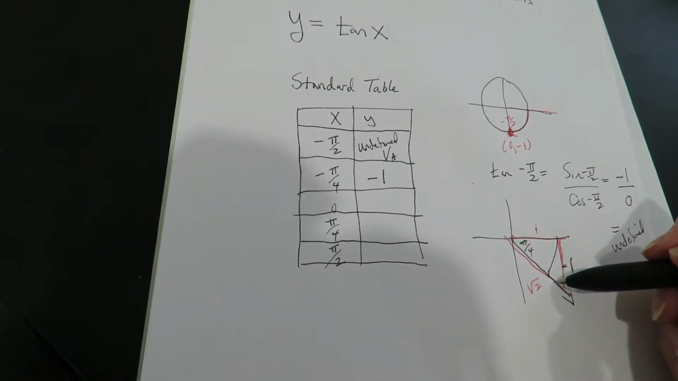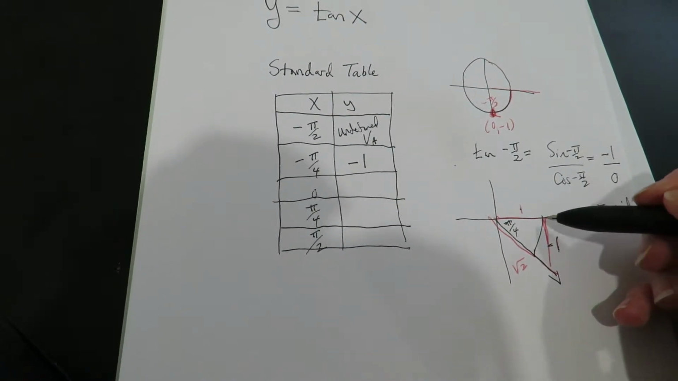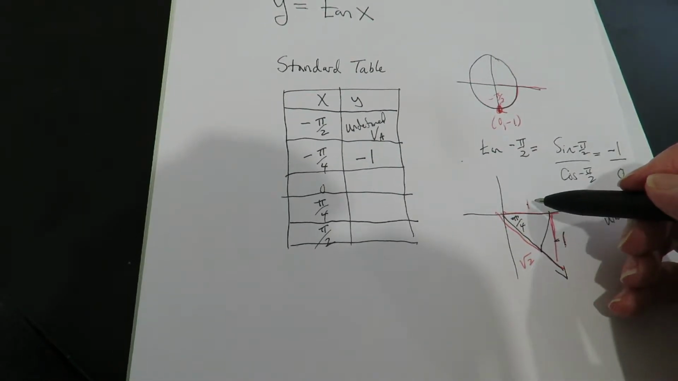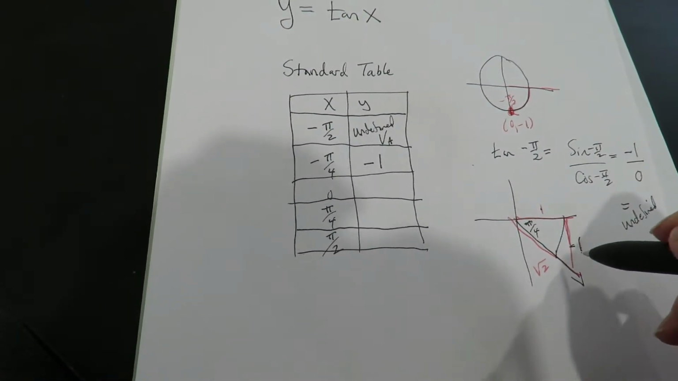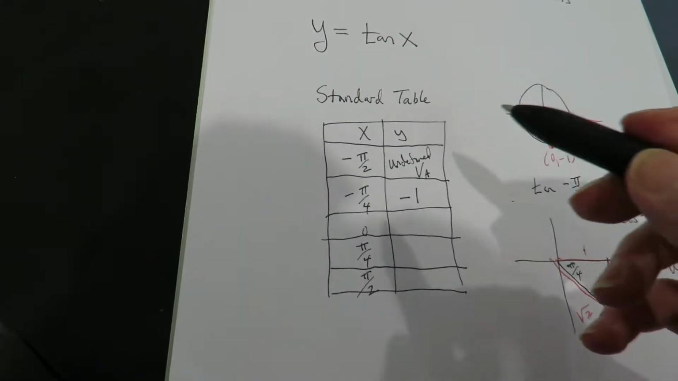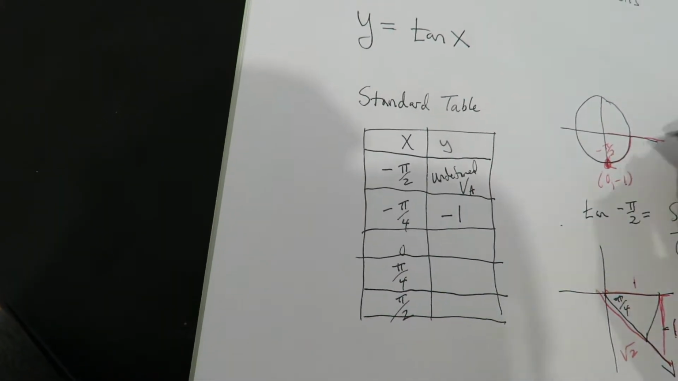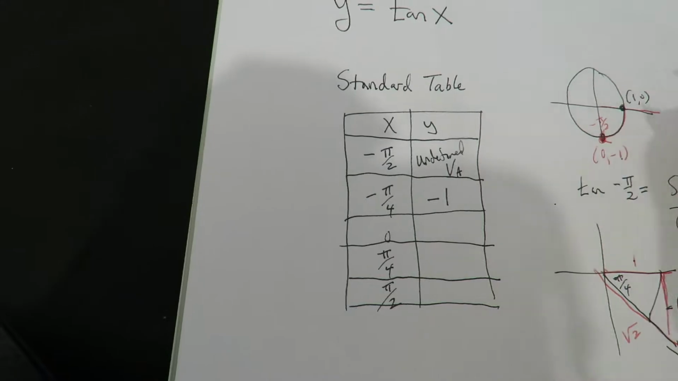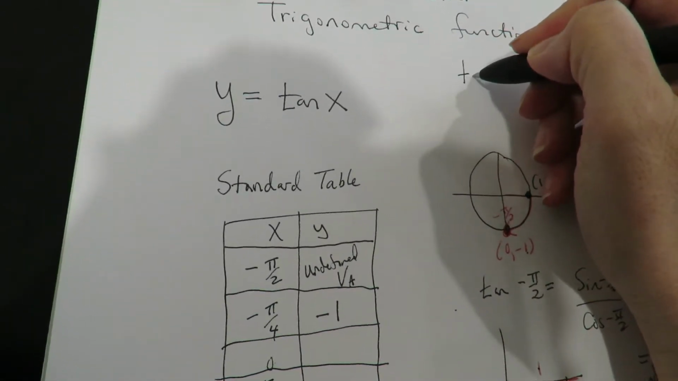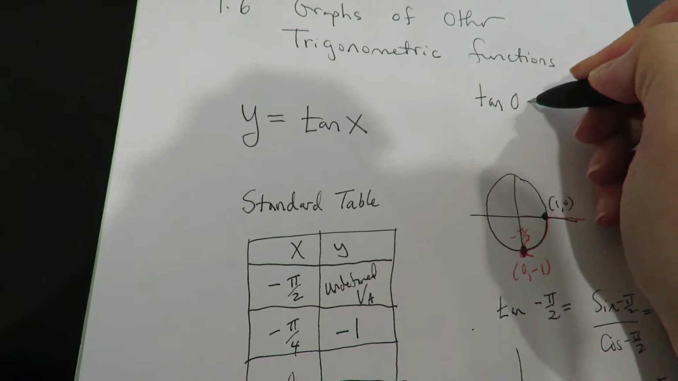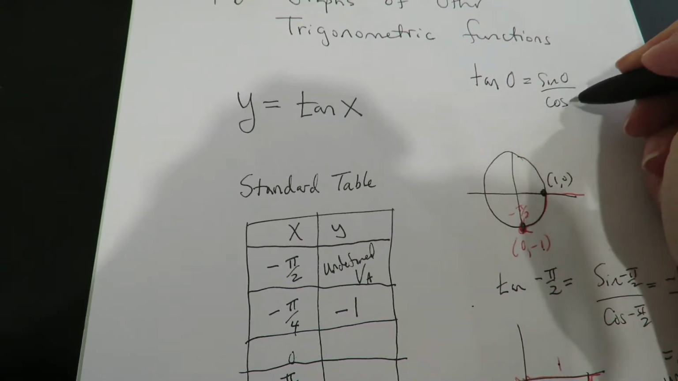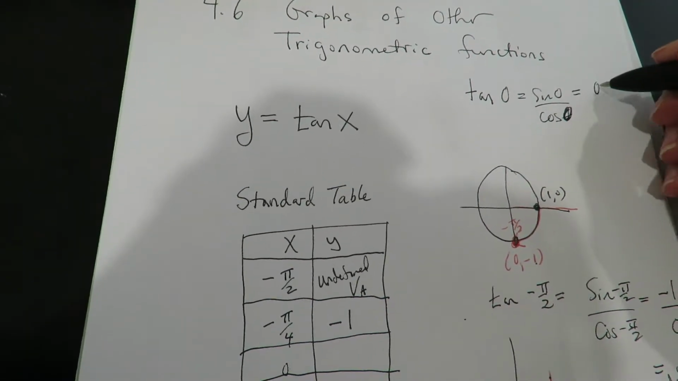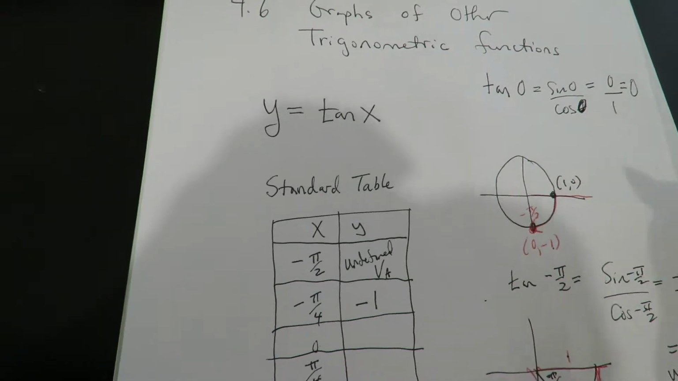So again, negative pi over 4, that's the 45, 45, 90 triangle, which is 1, 1, radical 2. The tangent is the opposite over the adjacent, which is 1 over 1. And because it's in quadrant 4, it's negative 1. Okay, at an angle of 0, now you're back at the unit circle. So the tangent of 0 is equal to the sine of 0 over the cosine of 0. Sine of 0, as you can see from the unit circle, is 0. Cosine of 0 is 1, so overall that's 0.